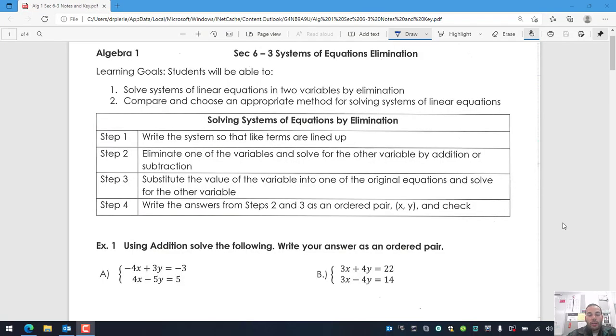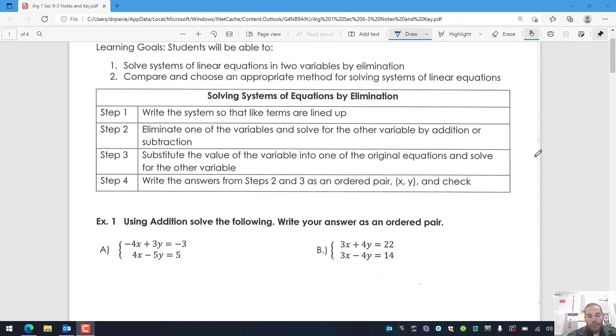Alright guys, in this video we're going to talk about a third method for solving linear systems, and that is elimination. Sometimes elimination can actually be the easiest method if you have the right type of setup.